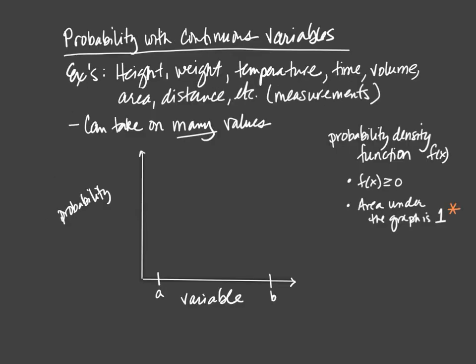Things change when I have what's called a continuous variable. So things like height, weight, temperature, time, volume, area, distance, things that we measure, where you don't necessarily get 1 pound and 2 pounds, you can get 1.2 pounds, you can get 1.13 pounds. You can get all sorts of values in between those two. They aren't discrete any longer. They're continuous. If we think about the number line, between 1 and 2, there's a whole bunch of numbers that live on the number line between 1 and 2. That's continuous.